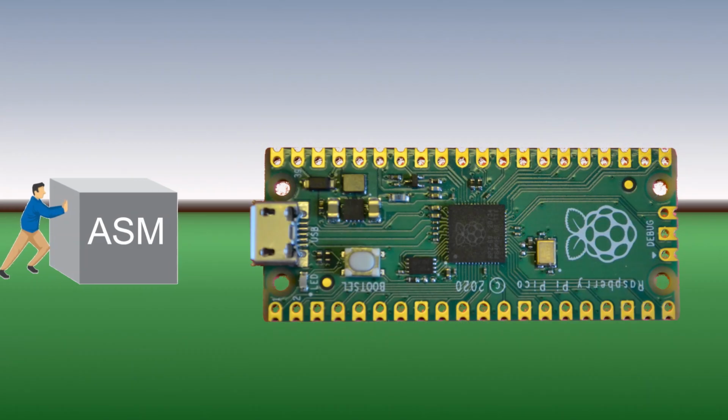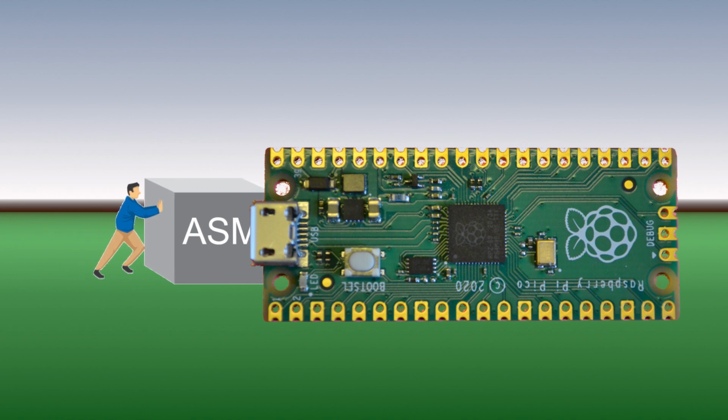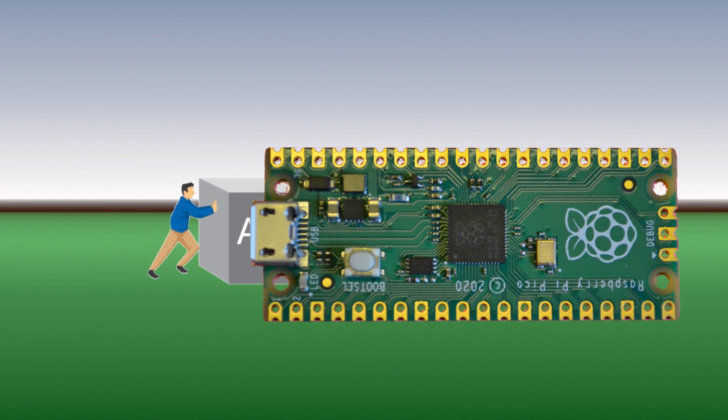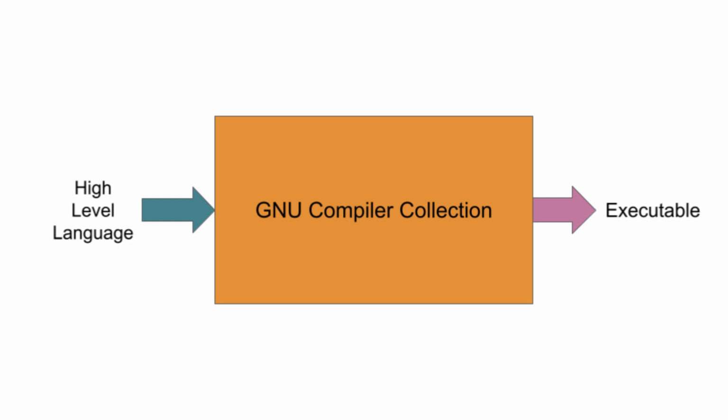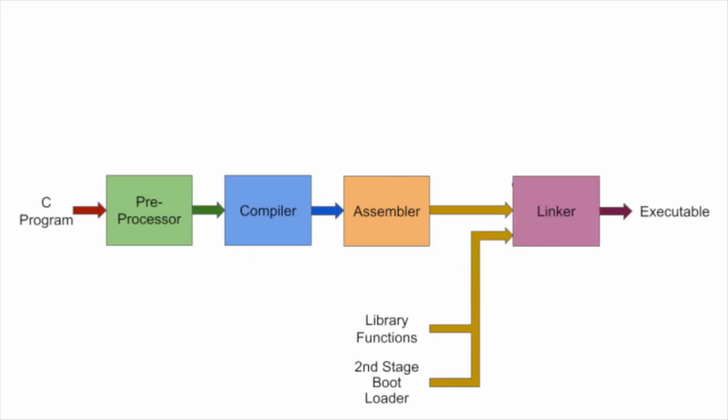There are several ways to get an assembly language program to run on the Pico. The following is a procedure that works for me and is relatively simple. To help understand where the assembler fits in with the GCC, let's do a quick tour of the compiling process. The GCC is designed to take a high-level language like C and compile it into an executable file that will run on the target system. There are a lot of moving parts, but here's the simplified version.